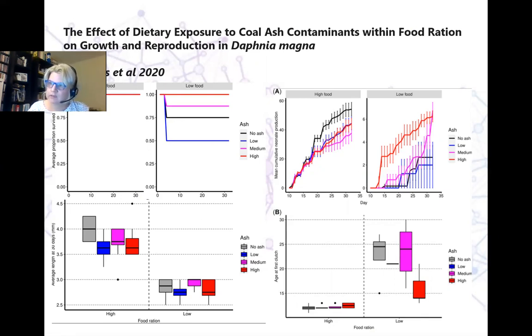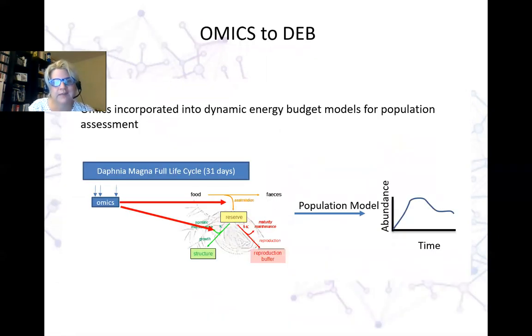That was more in line with the high dose, with the high food levels. So you can see that there's something going on here, but we need to figure out what the mechanisms are. It's really hard to figure out what's going on exactly with this data. So we thought this was a particularly good example to explore how, if we can get some omics signatures, we can relate them to DEB.